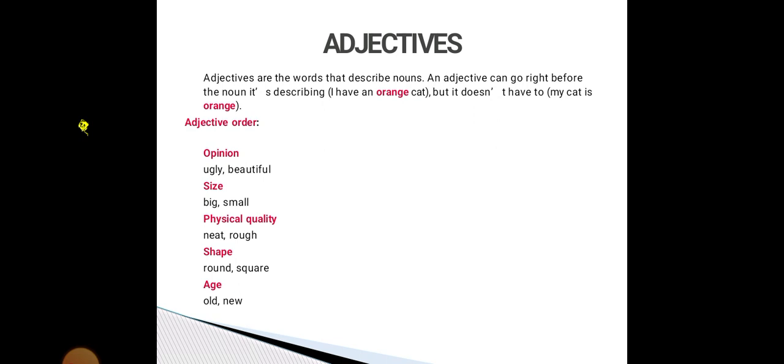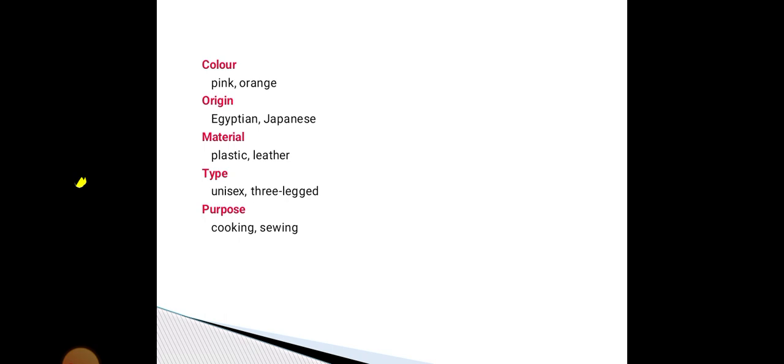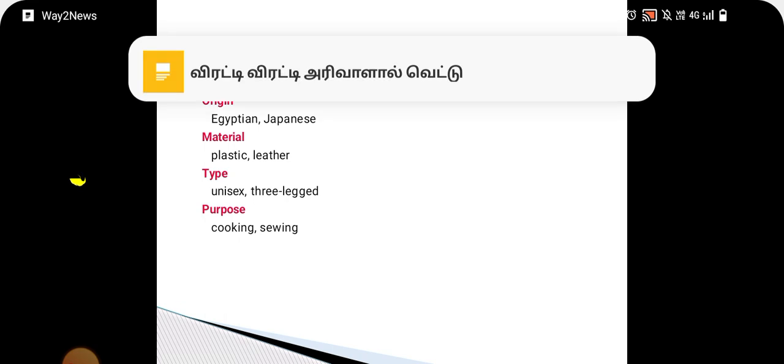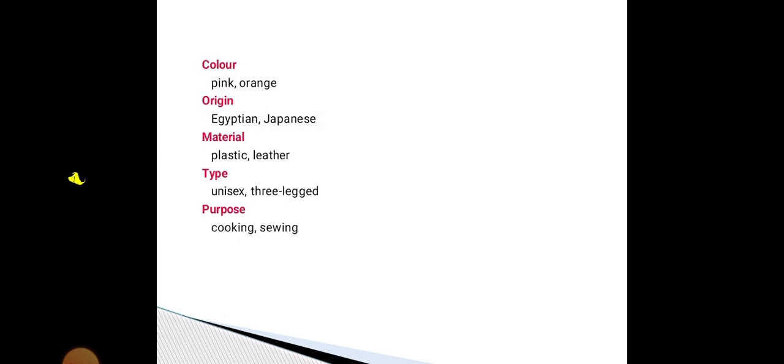Next we can see age: old, new, and then color. Color is nothing but, for example, pink, orange. These come under color. Next we can see origin. Some country names, Japanese, Egyptian, come under origin. Next we can see material. Material is nothing but plastic, leather.